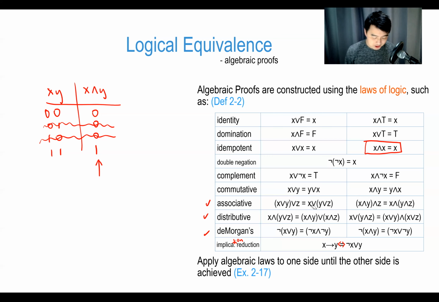Now, earlier I mentioned that these three laws, associative, distributive, and De Morgan's law, are expandable or generalizable. What I mean by that is the concept can be generalized. So for example, for associative, I can have something like x1 or x2 or x3 or all the way up to xn.